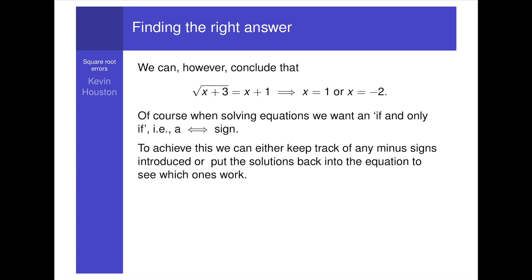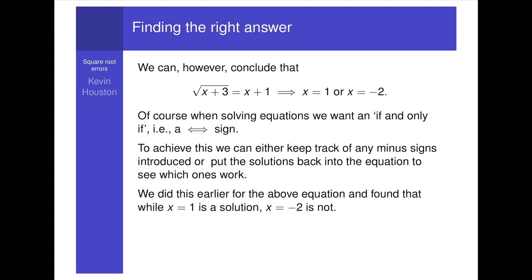To achieve this, we need just to put the solutions back into the equations to see which ones work. We did this earlier for the above equation and found that while x equals 1 is a solution, x equals minus 2 is not. Thus, the square root of x plus 3 equals x plus 1 if and only if, or the equation is equivalent to, x equals 1.